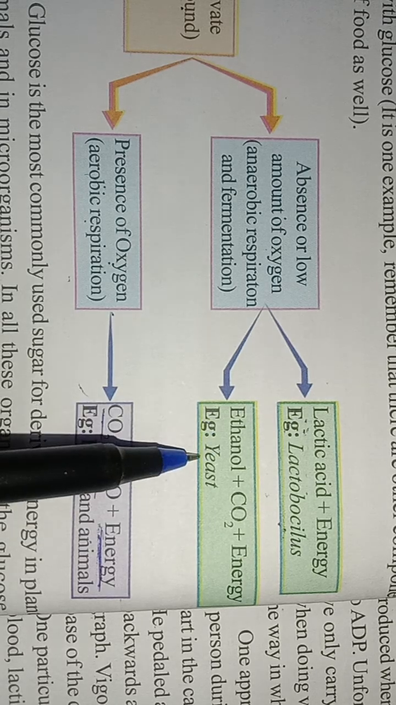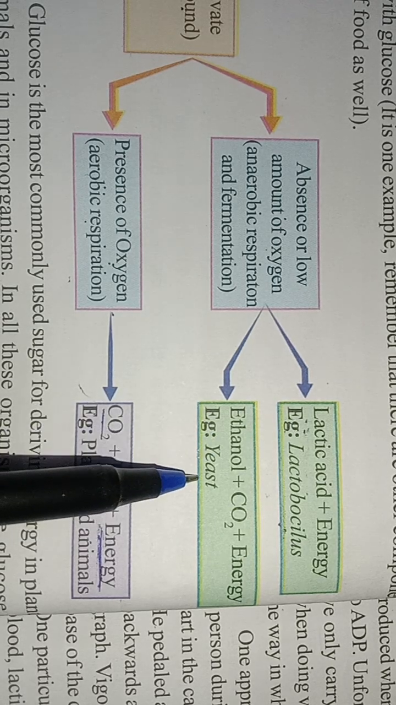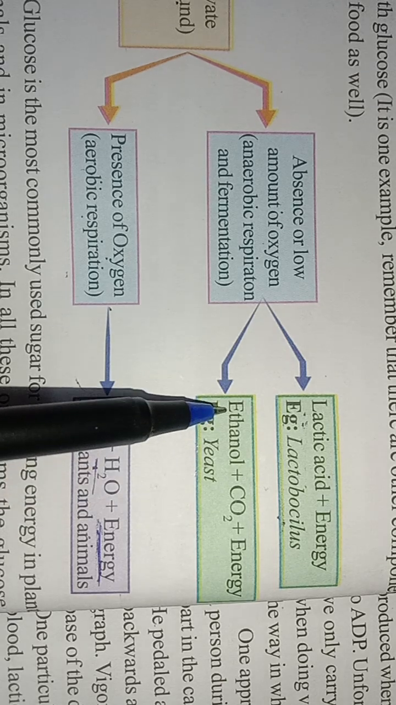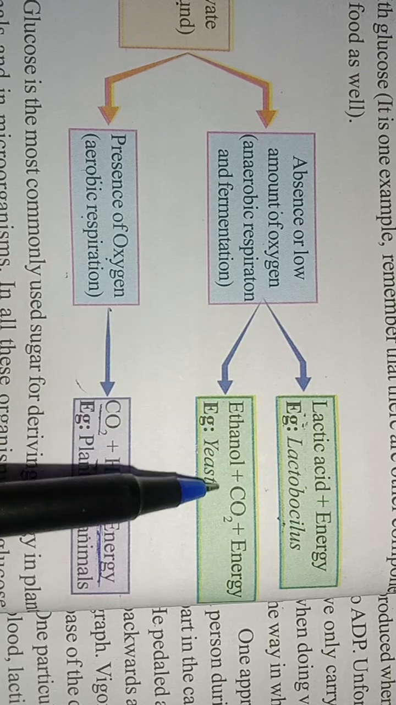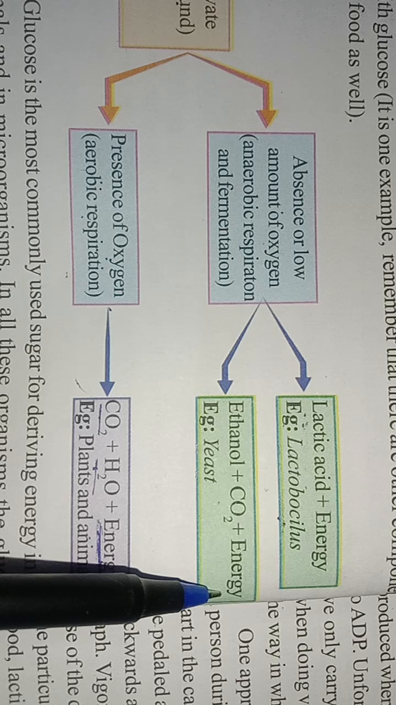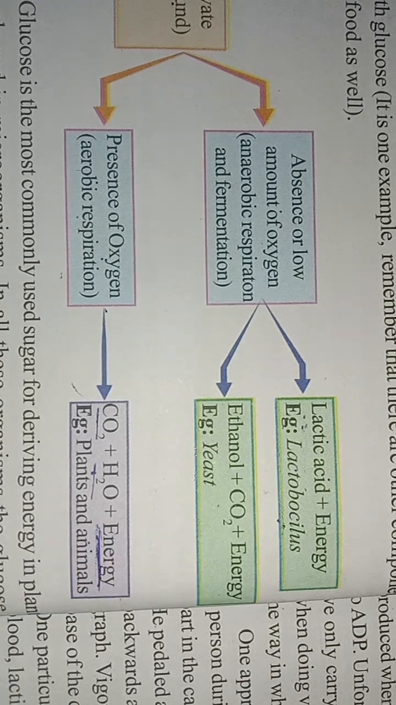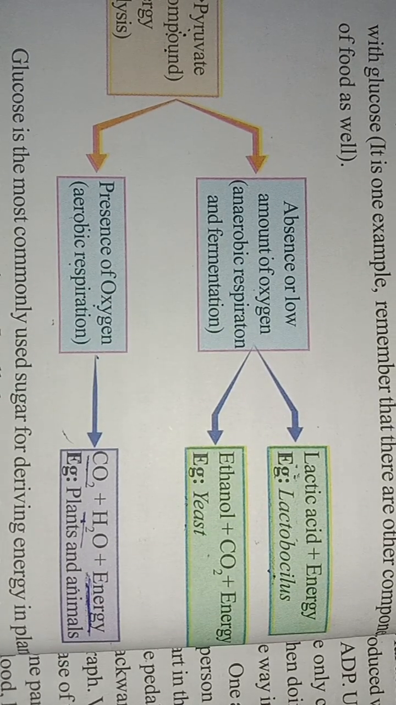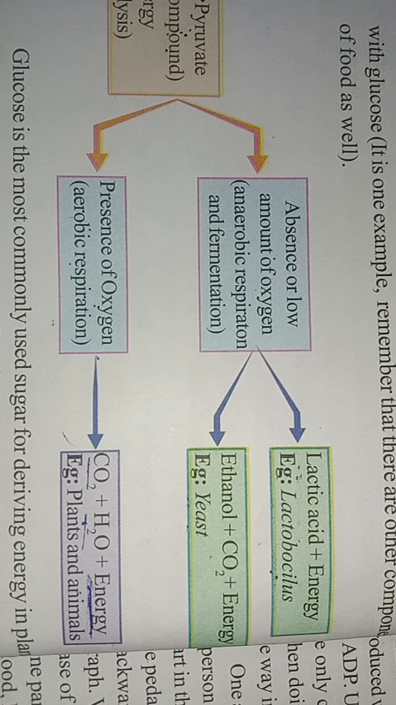Then next, if you take the example of yeast, what is it releasing as end products? Ethanol, CO2 and energy, right? So this is your block diagram of respiration, anaerobic respiration.